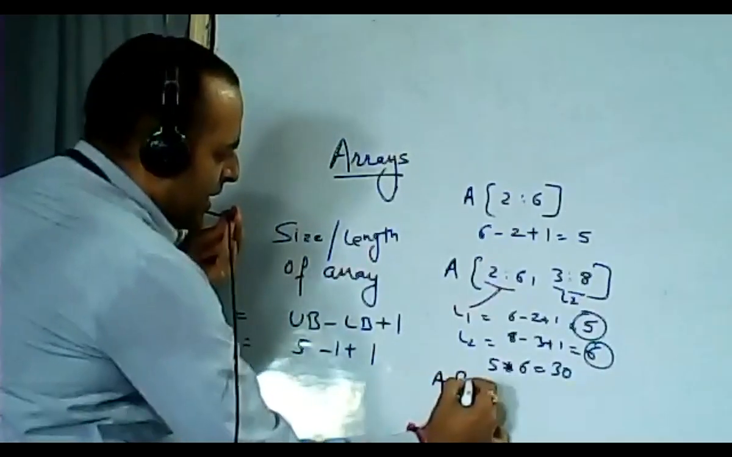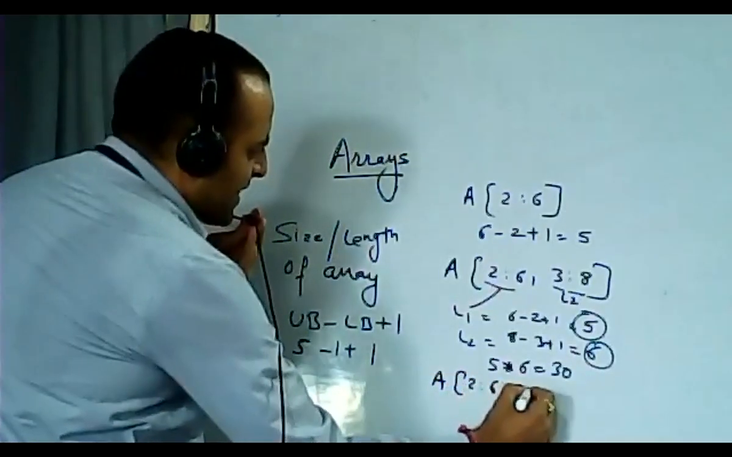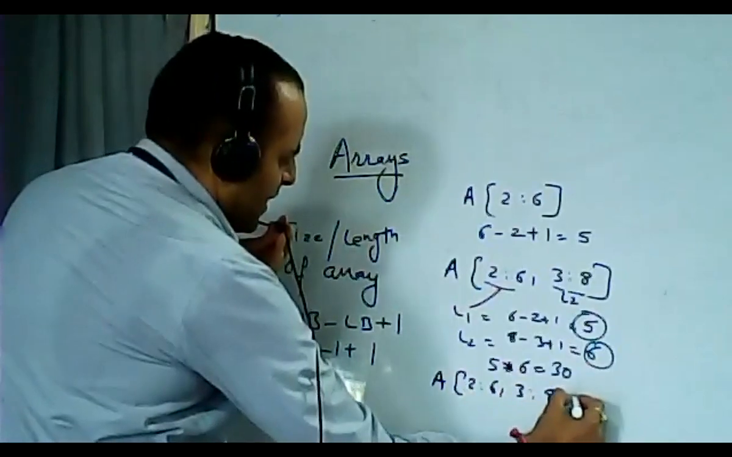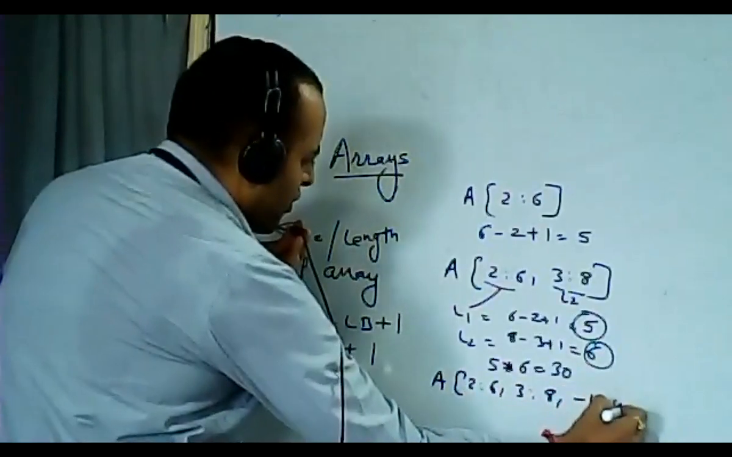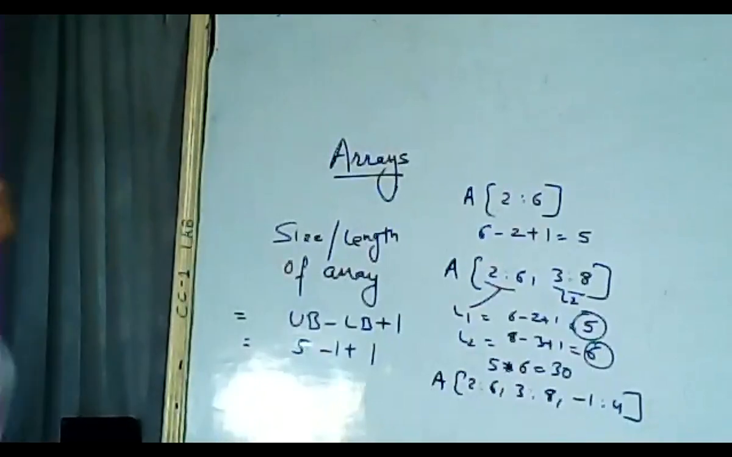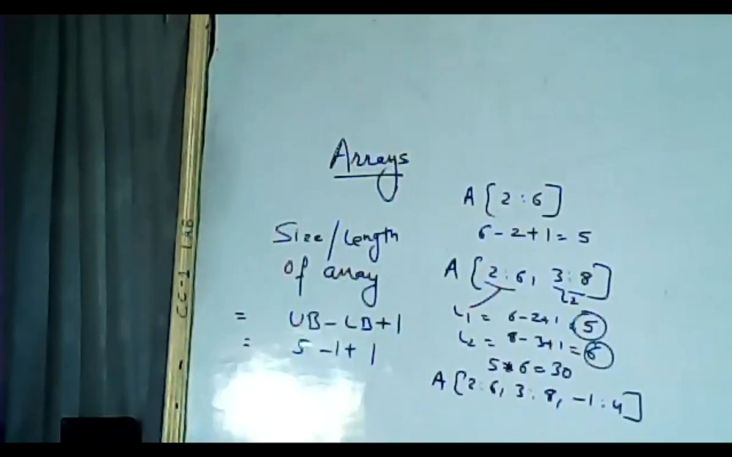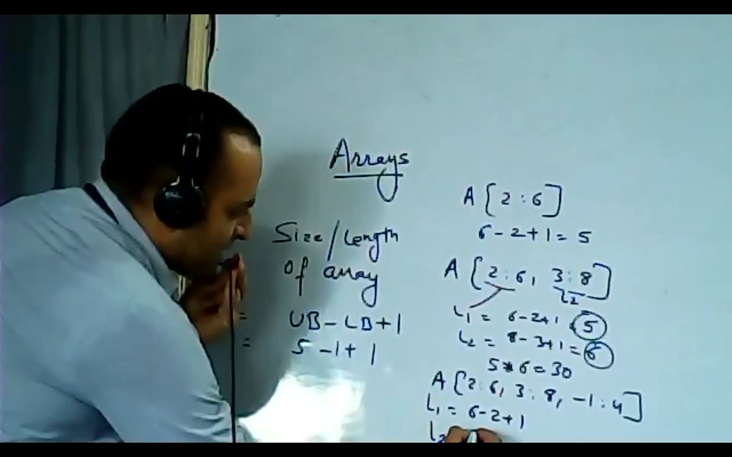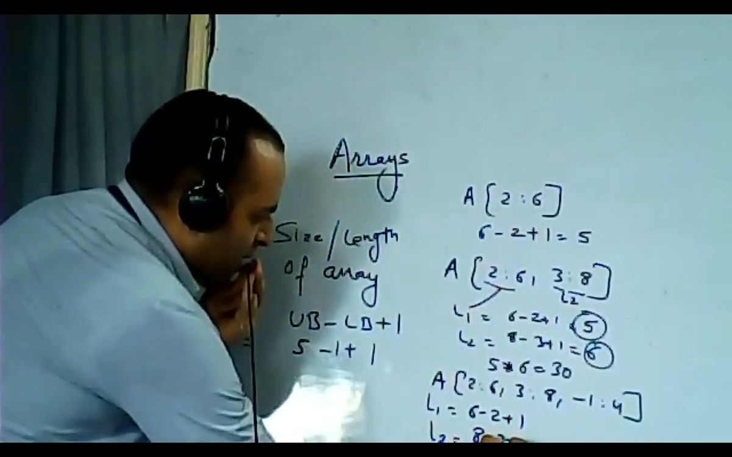Now suppose another example. A 2 colon 6, 3 colon 8, minus 1 colon 4. Is the array 1D, 2D or 3D? 3D. So can you calculate the total number of elements? L1 is 6 minus 2 plus 1. L2 is 8 minus 3 plus 1. And L3 is 4 minus minus 1 plus 1.